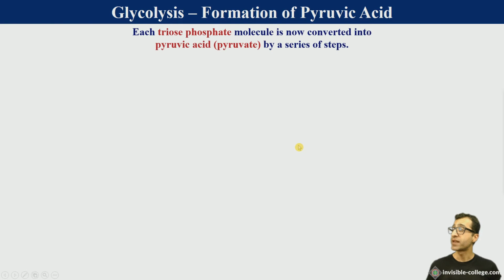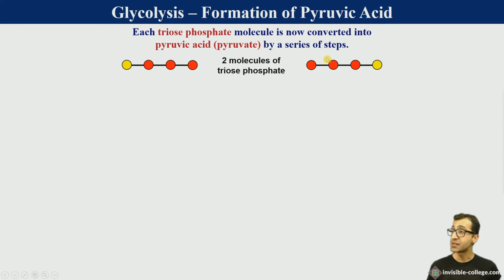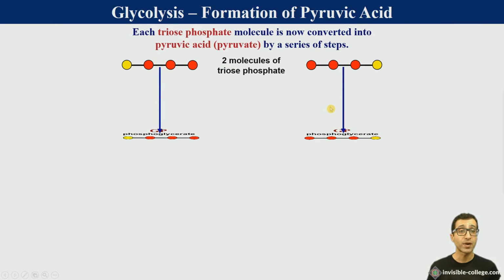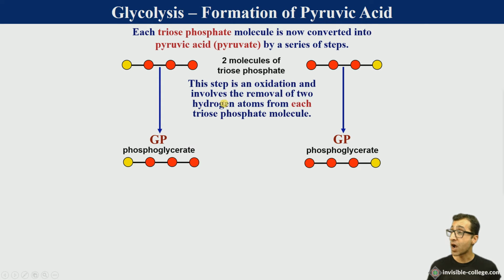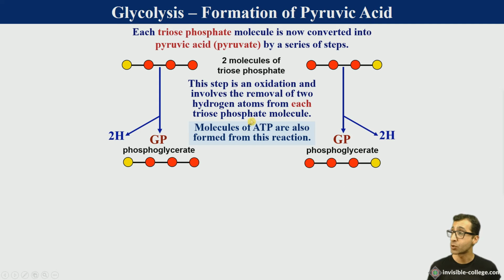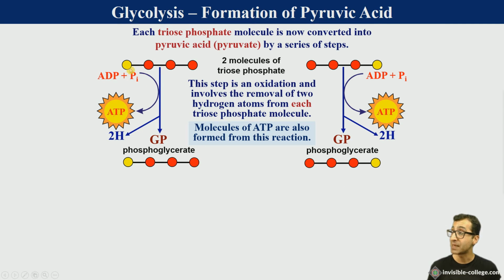So each triose phosphate molecule is now converted into pyruvic acid or pyruvate by a series of steps. First, each of these molecules is converted into a phosphoglycerate molecule or GP, and this is an oxidation which involves the removal of hydrogen atoms from each of these 2 triose phosphate molecules. By doing this, we liberate 2 hydrogen atoms per molecule. Now molecules of ATP are actually formed during this reaction, so this is a direct formation of ATP by using the energy released when this triose phosphate molecule forms the phosphoglycerate molecule.